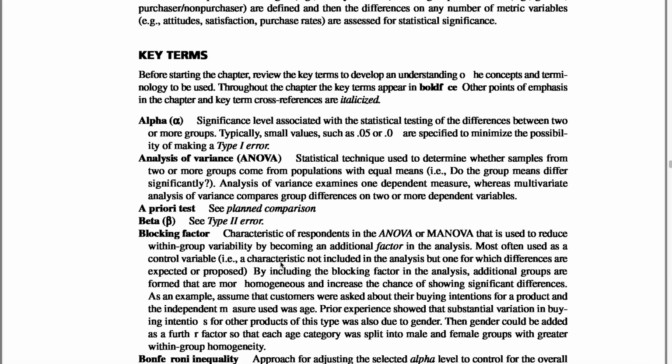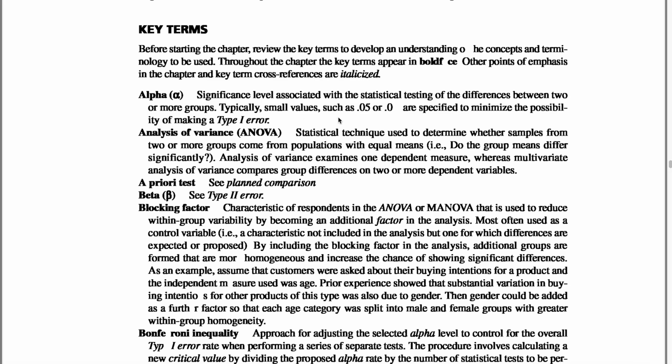Let's talk about alpha. What is this? This is the significance level associated with the statistical testing of the differences between two or more groups. Typically small values such as 0.05 or 0.01 are specified to minimize the possibility of making a Type I error.